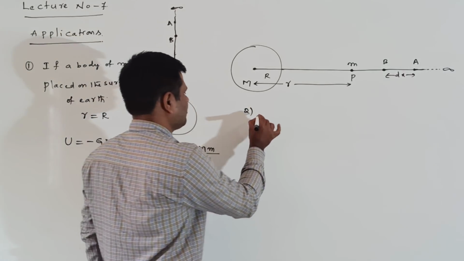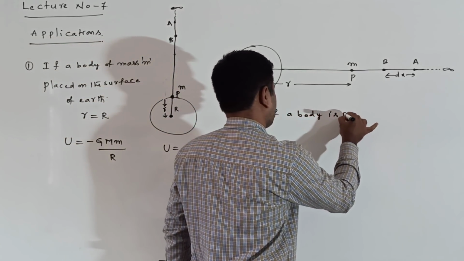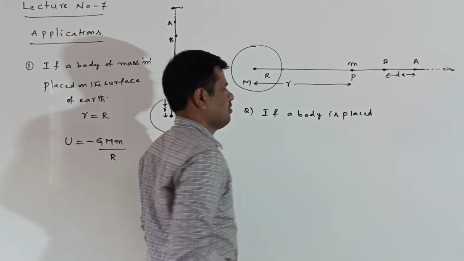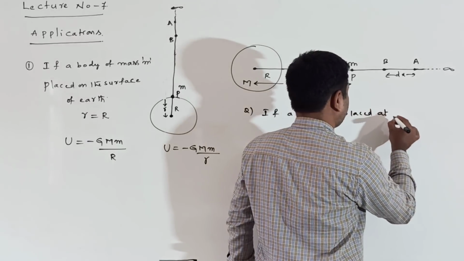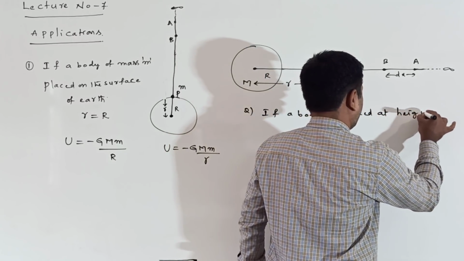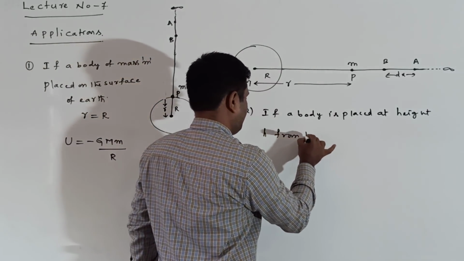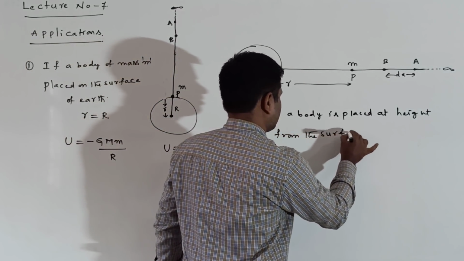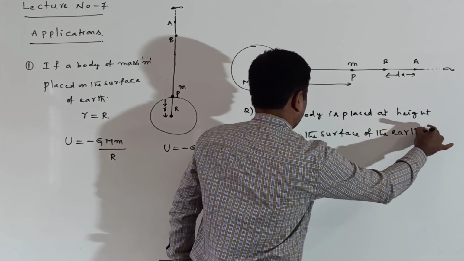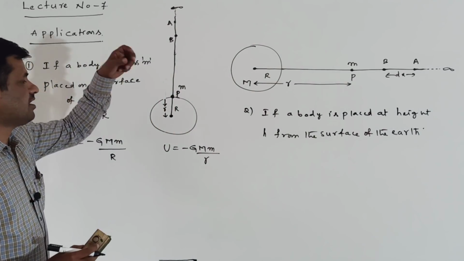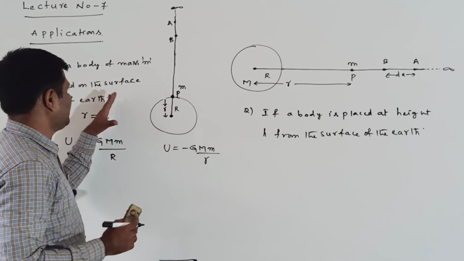If a body is placed at height h from the surface of the earth, what is the meaning of this? It means the body is taken from infinity to how much height here? H height.